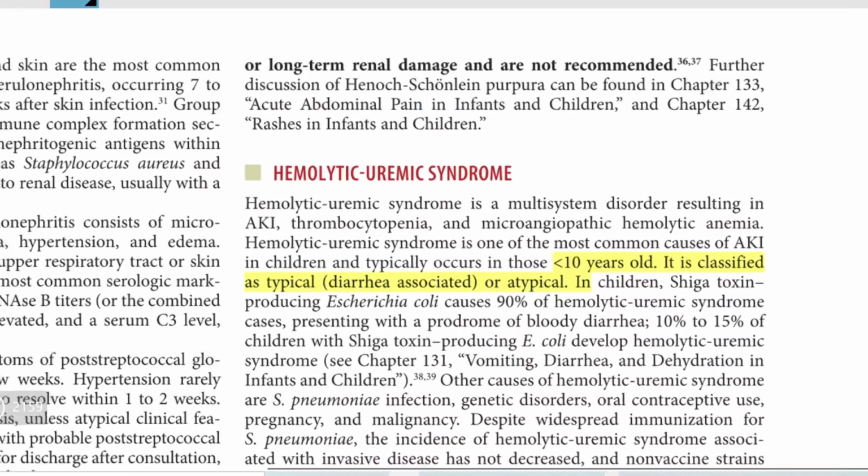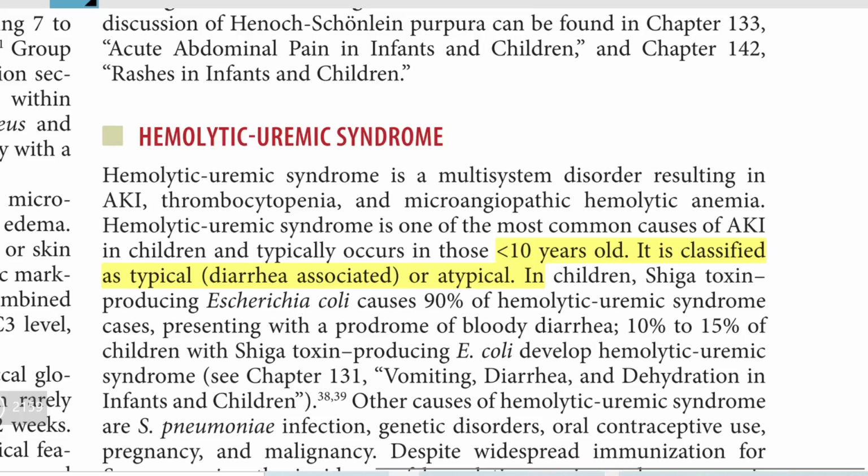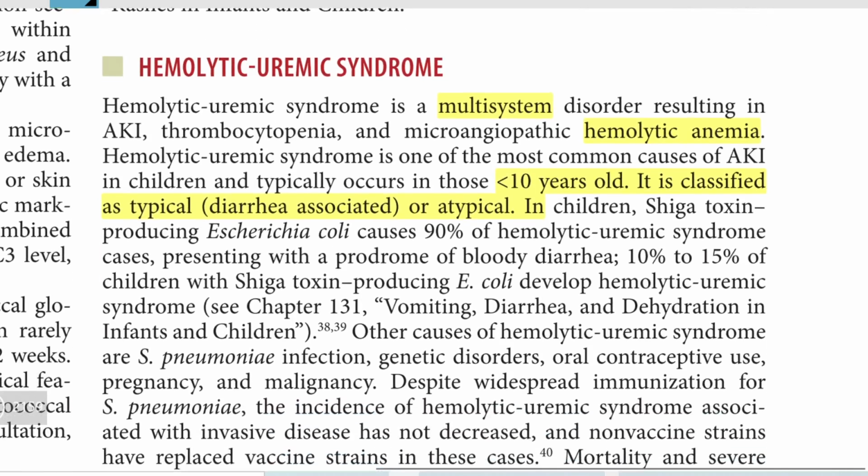Today we are going to discuss hemolytic uremic syndrome. Hemolytic uremic syndrome is a multi-system disorder resulting in AKI, thrombocytopenia hematologically, and RBC involvement due to microangiopathic hemolytic anemia. It is one of the most common causes of AKI in children, mostly seen in those less than 10 years old. It is classified as typical when associated with diarrhea, or atypical.